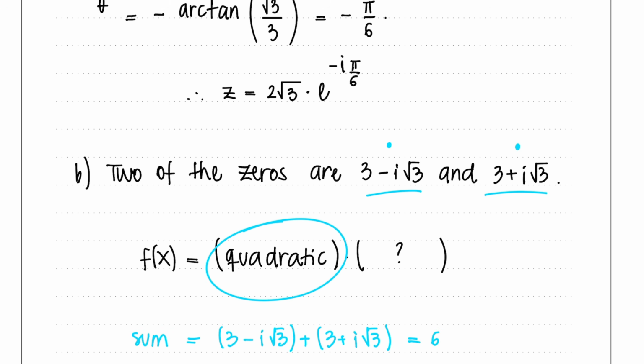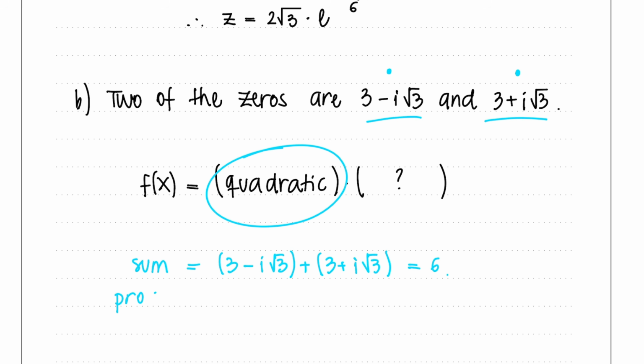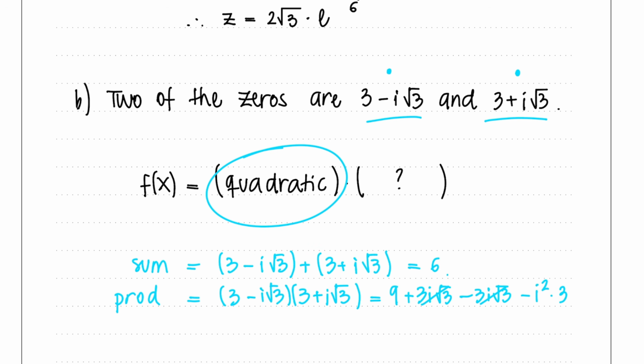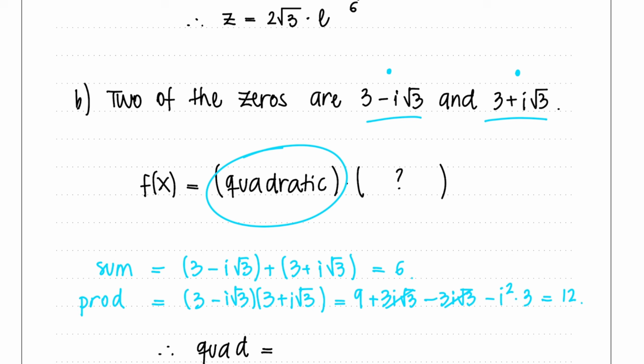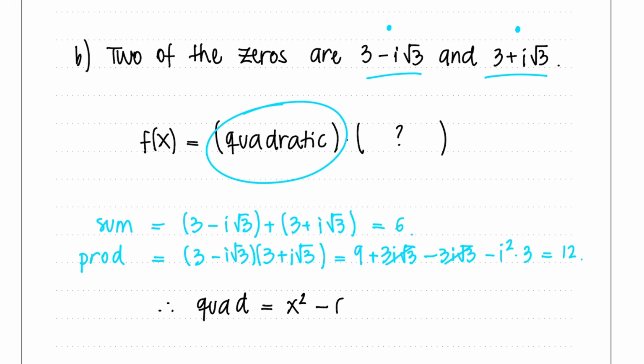The imaginary parts will cancel out, whereas the product of these roots is 9 plus 3i root of 3 minus 3i root of 3, which will cancel out, minus i squared times root of 3 times root of 3, which is equal to 3. I squared is equal to negative 1. Therefore, we have 12 as the product of these 2 roots. Therefore, this quadratic term is x squared minus the sum times x plus the product.